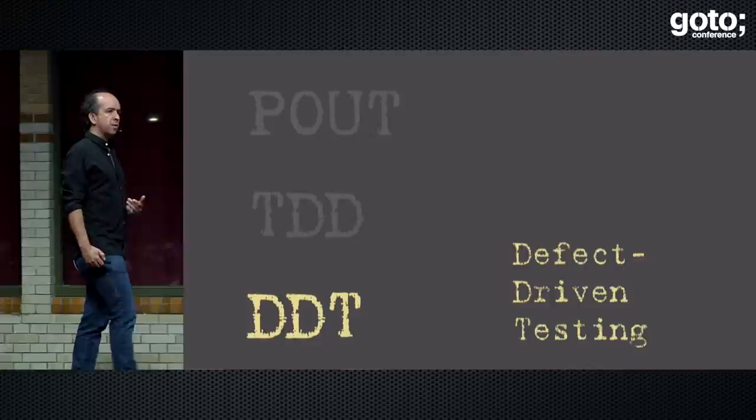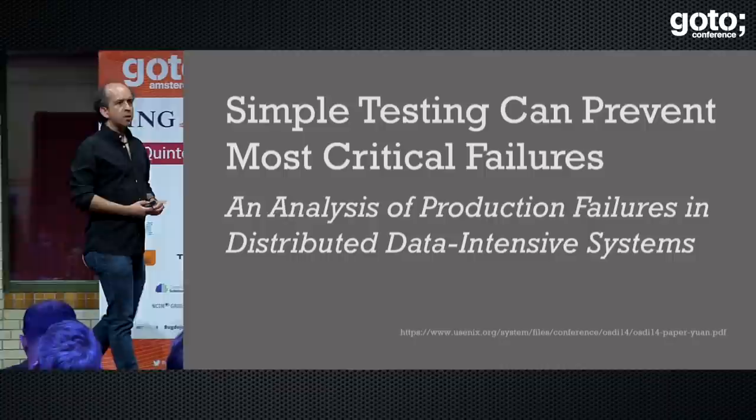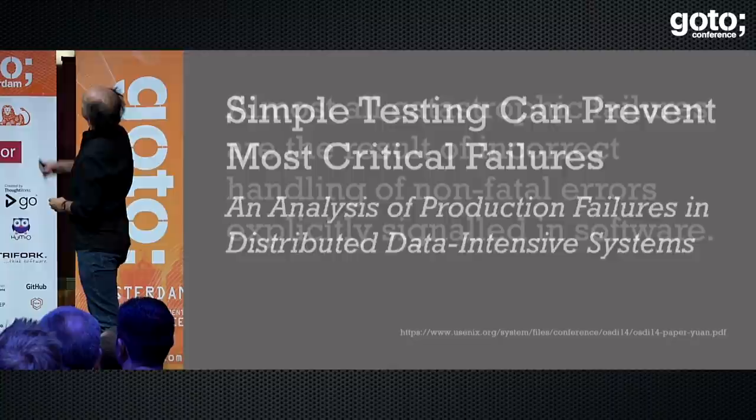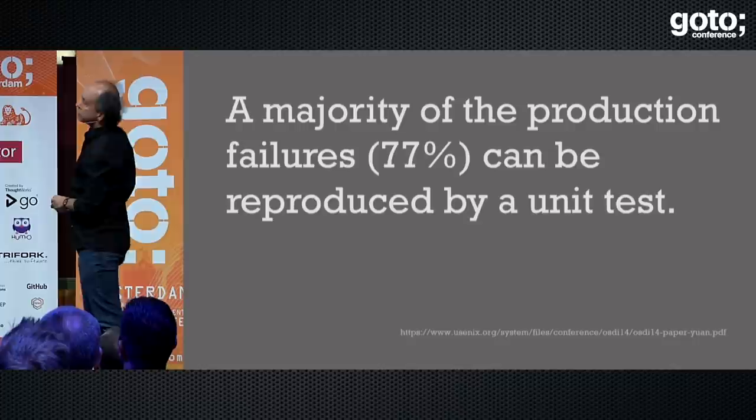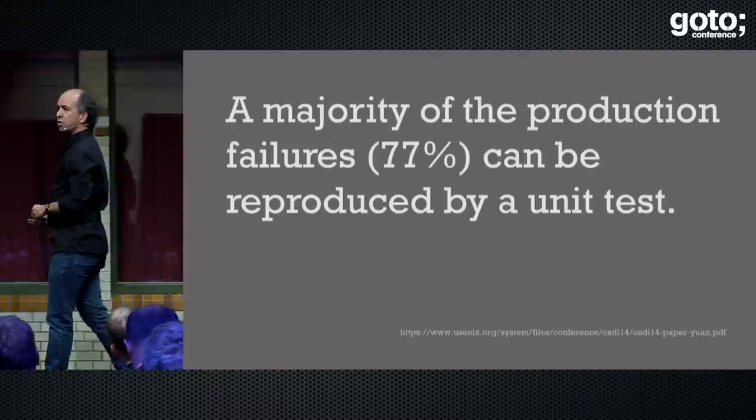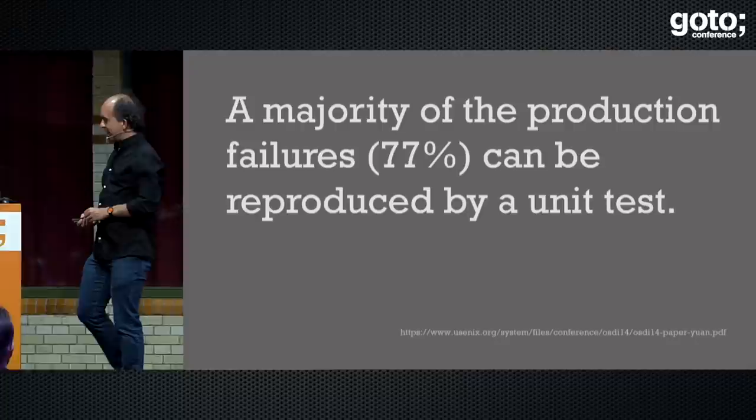Because as this other paper from USENIX observes, simple testing can prevent most critical failures. How much? It turns out that on a particular system they were looking at, specifically the fatal errors, it was around 77% of production bugs that could be reproduced by a unit test. So that's three quarters. For some people, that's astonishingly high. For some people, it's astonishingly low. However, it's a number you can do something with. It's a number you're never going to reach in advance, necessarily, but retrospectively, you can.